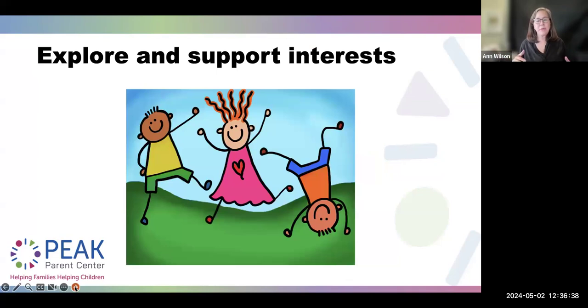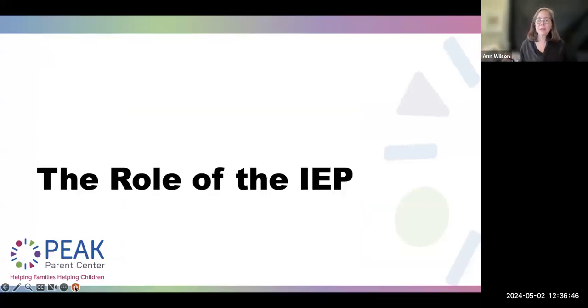Again, that really helps build self-awareness and helps you understand what you might want to add to your vision. So then we get to the role of the IEP. So once we've created this vision, how do we think about our IEP in the context of this?